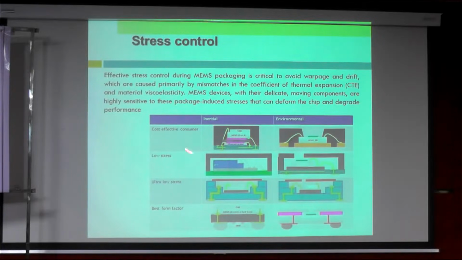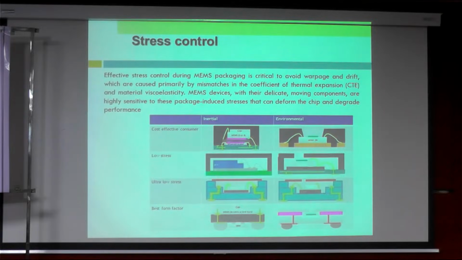So we need to consider stress control as well. Effective stress control during MEMS packaging is critical to avoid warpage and drift, which are caused primarily by mismatch of the coefficient of thermal expansion and materials' viscoelasticity. MEMS devices, with their delicate moving components, are highly sensitive to this package-induced stress that can deform the chip and degrade performance.